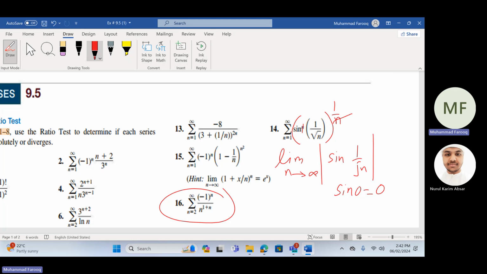Yes, please. What's the answer? Question 16. 0. So less than 1, it converges. Yes, you're right. Basically it is coming 0. You're right.